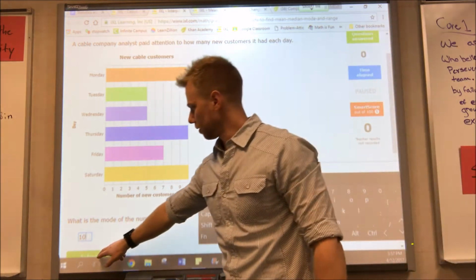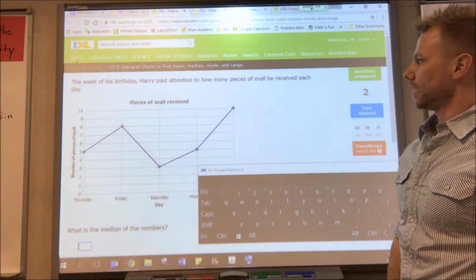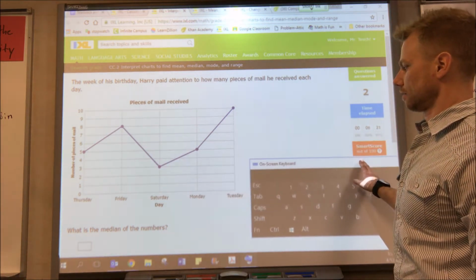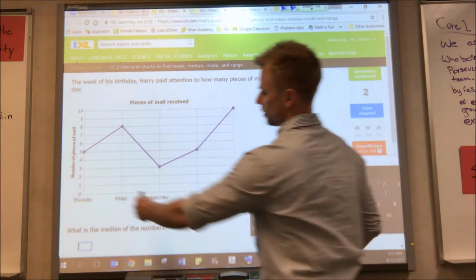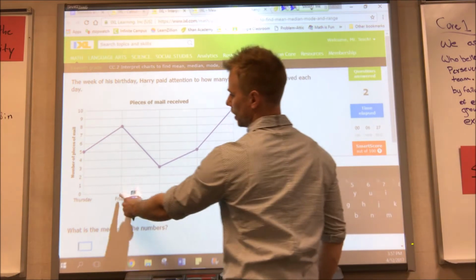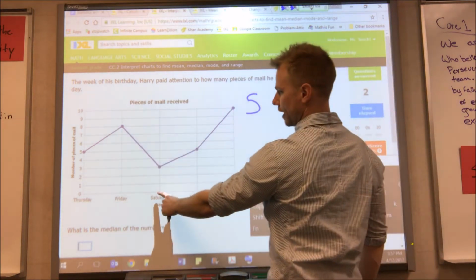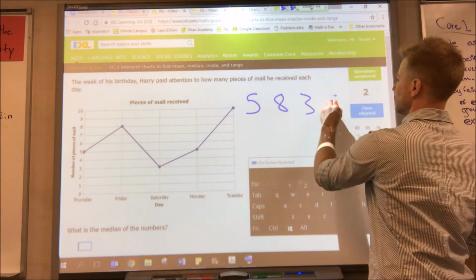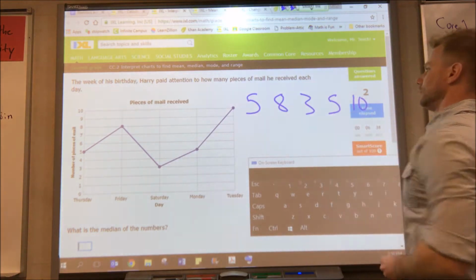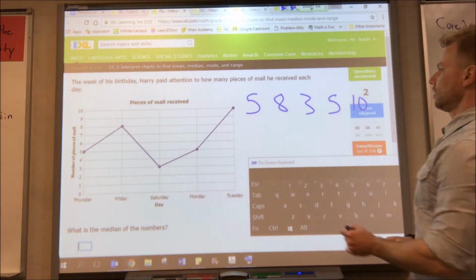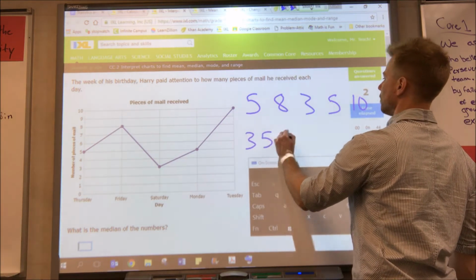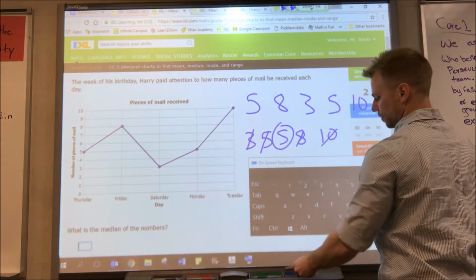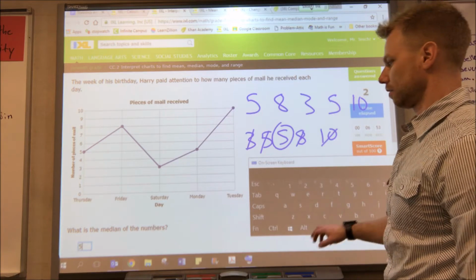That appears most often. The week of his birthday, Harry paid attention to how many pieces of mail he received each day. What is the median? What is the middle? So we have 5 the first day, we have 8, we have 2 or 3 actually, we have 5, and we have 10. Okay, the middle, then we have to put those in numerical order, so 3, 5, 5, 8, and 10. Start crossing them off till we get the middle. The middle is 5, so our median would be 5.